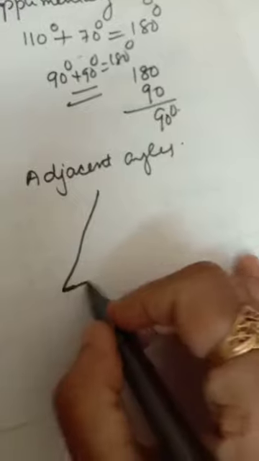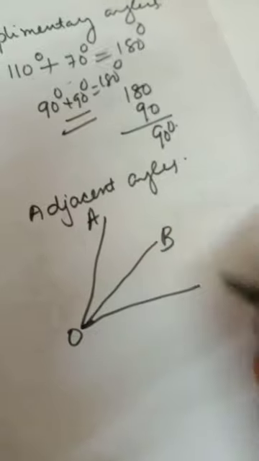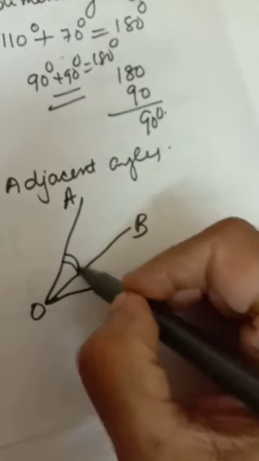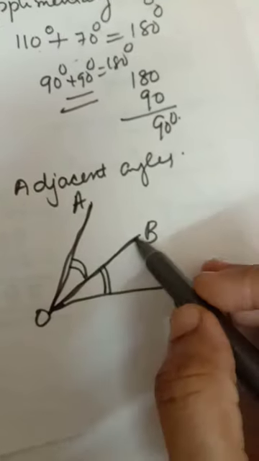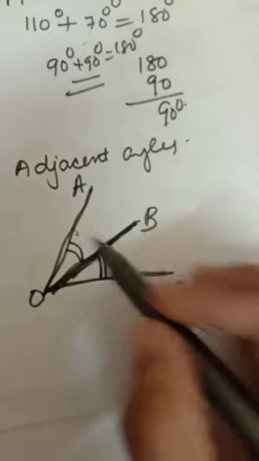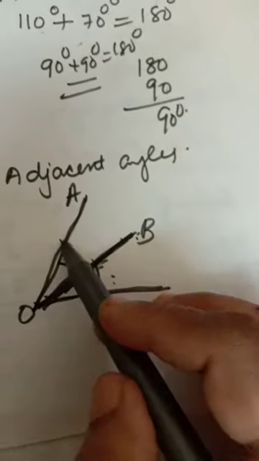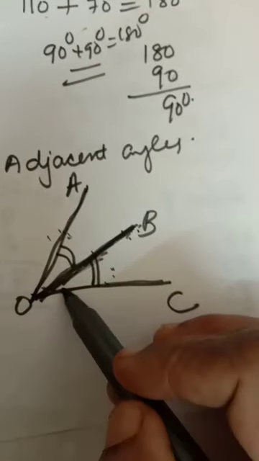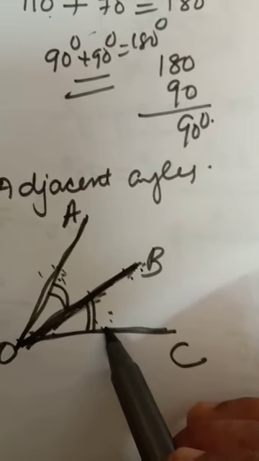Adjacent angles meaning, children, see, A, O, B, C. These two angles are called adjacent angles. Why? Because see here, this angle and this angle, OB is common. Am I right? Both these two angles, OB arm is common. One common arm and the other two arms are on opposite sides of the common arm. Then we can say that the two angles are adjacent angles. Clear?